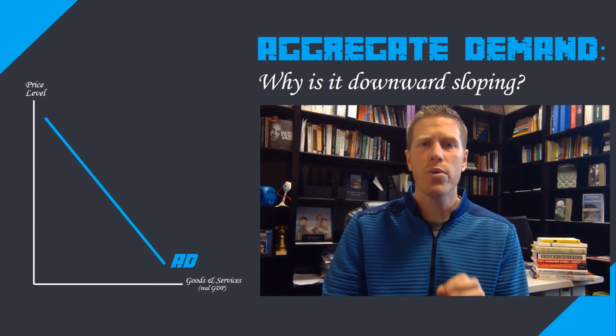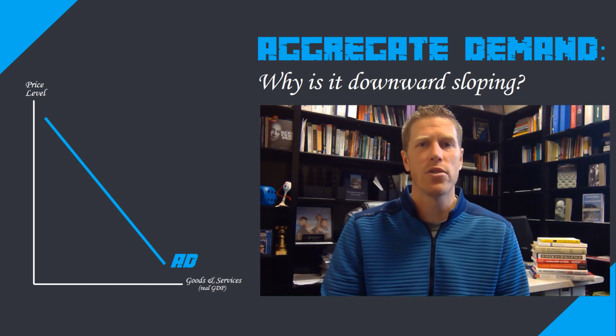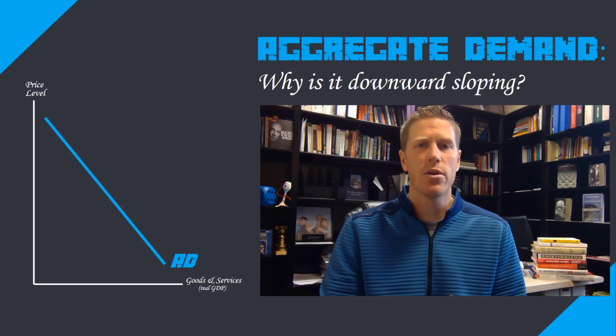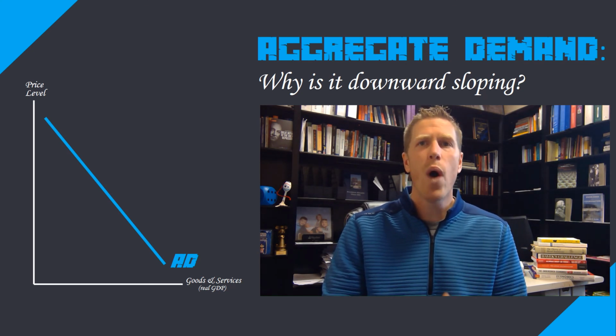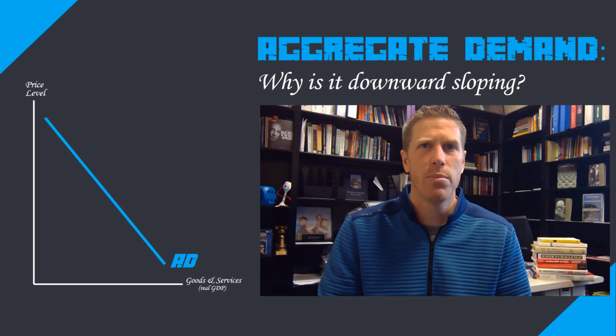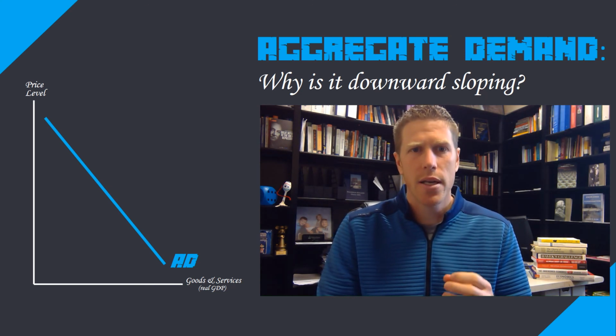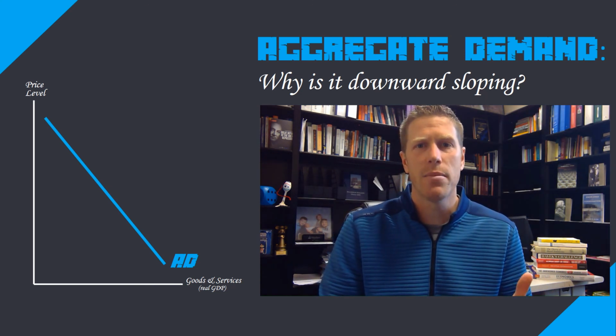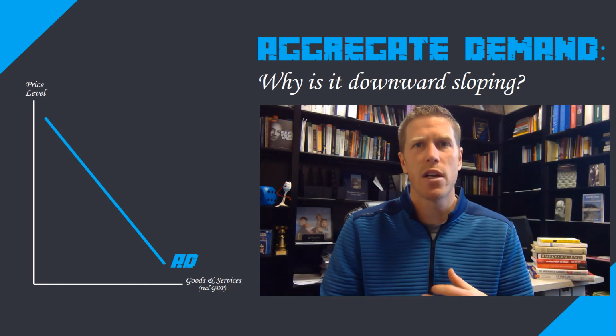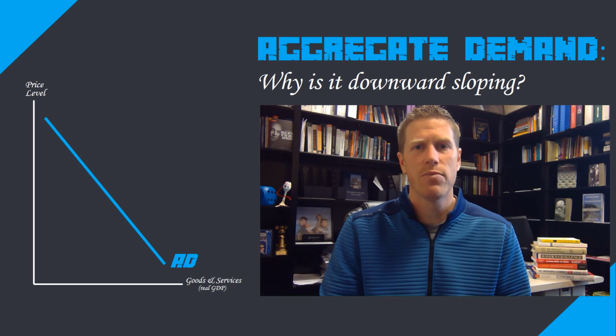But there are three reasons why the aggregate demand curve slopes downward. And we're going to look at those three reasons here. Why is it that we have this negative relationship between the quantity of output and the price level? Why is aggregate demand downward sloping? The three reasons are going to be the wealth effect, the interest rate effect, and the international trade effect. We're going to look at those now.